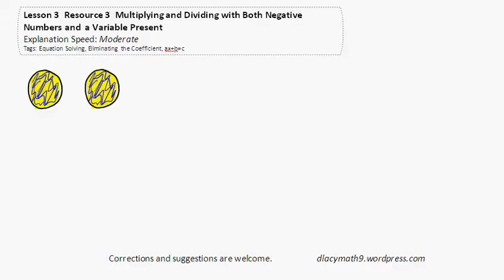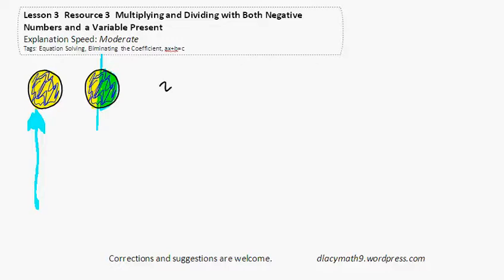Lesson 3, Resource 3, multiplying and dividing with both negative numbers and a variable present. Well, here is my pizza right there. I don't know how big it is, but I do know what half of it is. Here is half of it. That's half the pizza, which I can understand even though I don't know how much there is.